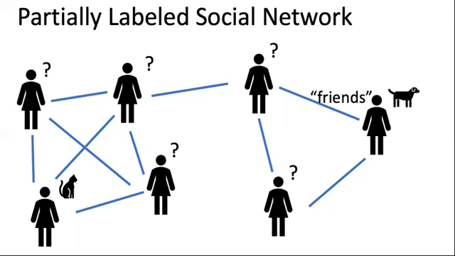And this approach is feasible because we assume that well-connected subsets or blocks or clusters of individuals tend to have similar properties or preferences. So in this case, we assume that dog persons are typically friends with other dog persons and not with cat persons.